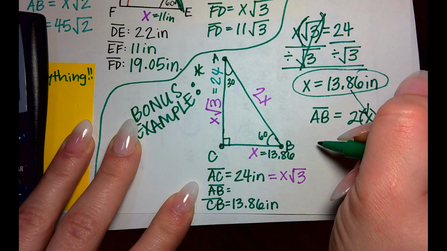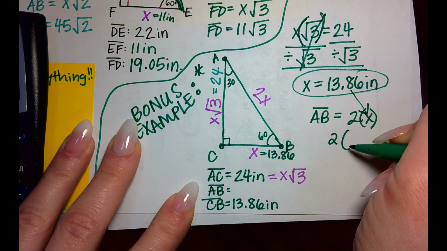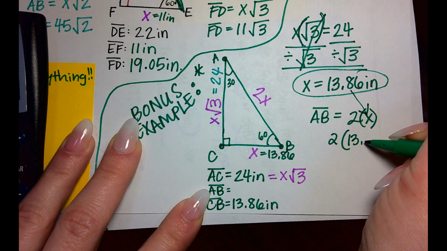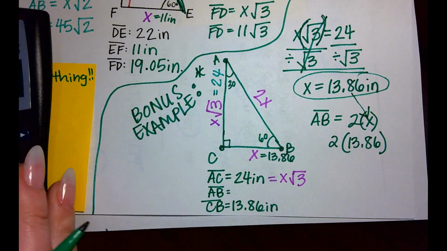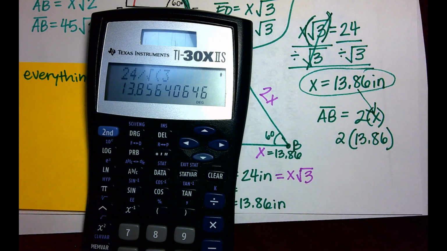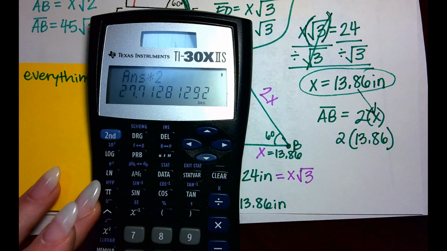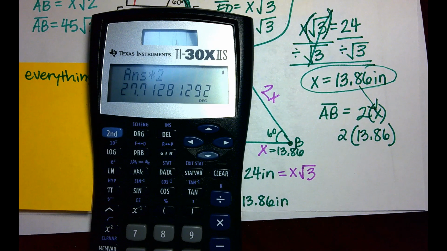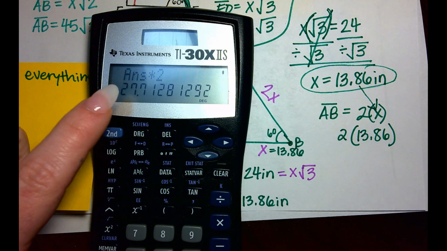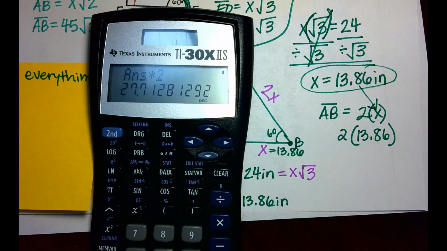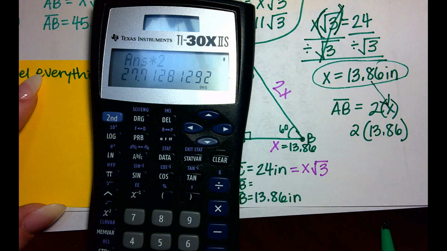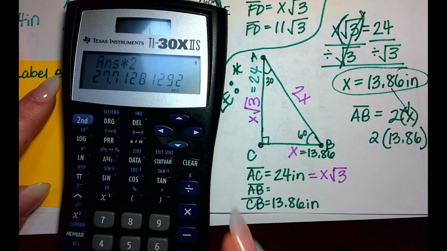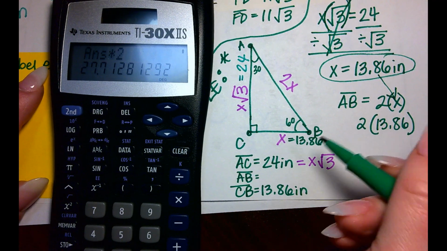We're going to do 2 times 13.86. So you could even just have your answer in your calculator, times 2. 27.71. Depending on what you typed, your decimal might be slightly different. It just depends on where you rounded in your answer, but as long as it's close to this, it is correct. So that would be our side length for AB.